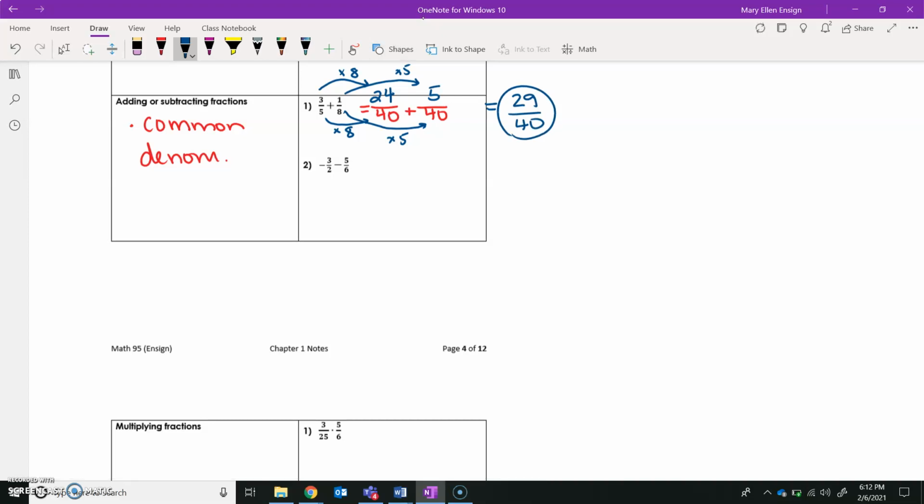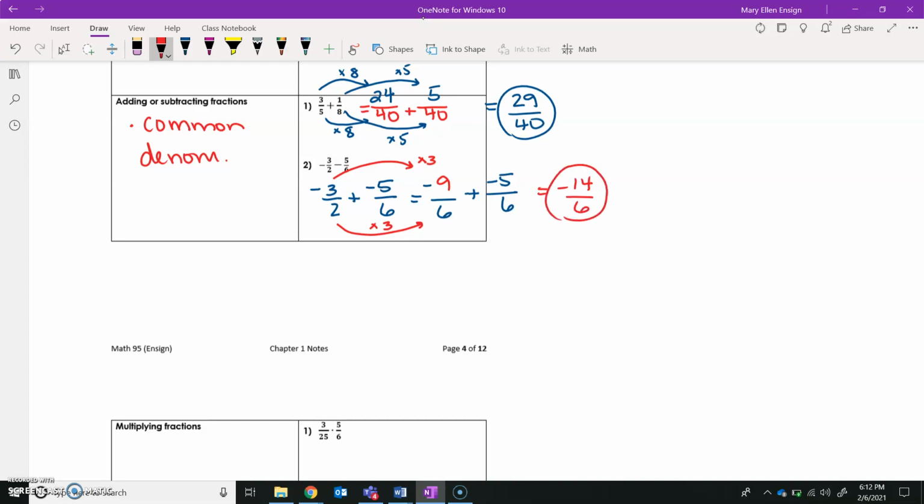Okay. Here I have a negative subtracting another fraction. So if you think about what we did, we can say this is going to be adding the opposite. I need common denominators. These can both be sixths. The second one is going to stay the same. The first one, this gets multiplied by 3, and this is going to get multiplied by 3. So I'm going to have negative 9 sixths plus negative 5 sixths equals negative 14 sixths.